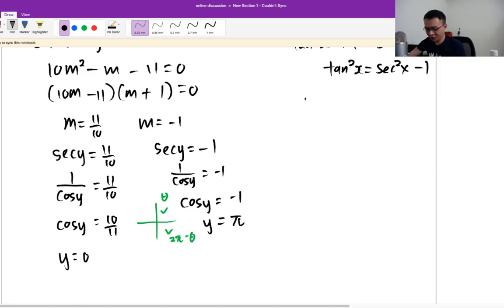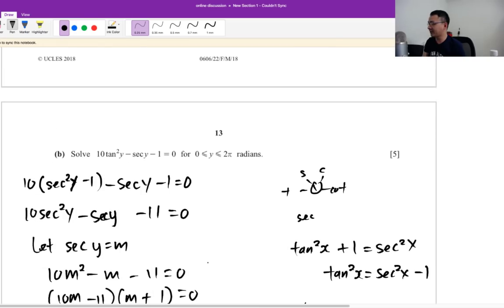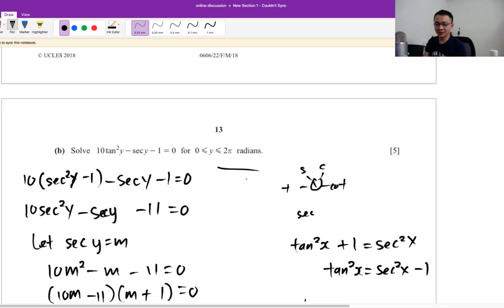So you will get 0.4297. So the next answer will be 2 pi minus this answer. So you will get 5.853 radian. Alright, so this is how you easily get this 5 mark by solving the equation.